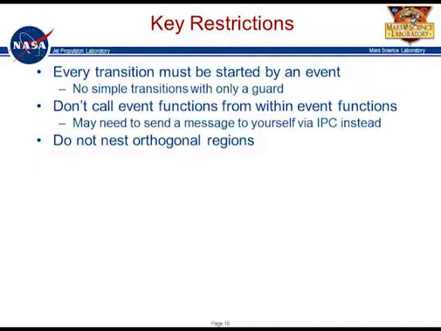So we say that every transition has to be started by an event. Also, because the code itself that's generated doesn't have any synchronization embedded within it, we don't let you publish an event while you're handling another event. So basically the way around that is you send a message out on the inter-process communication layer, and that takes care of the synchronization for us. Also, we don't allow nested orthogonal regions.